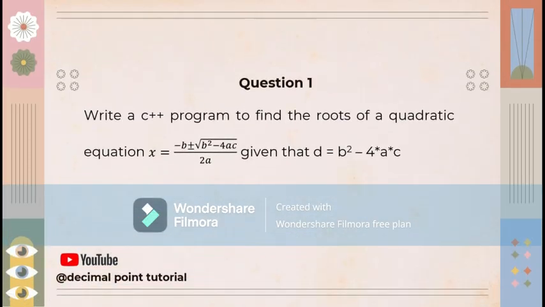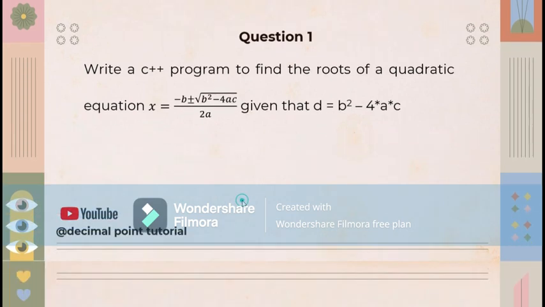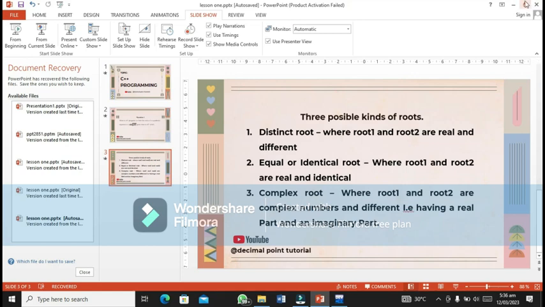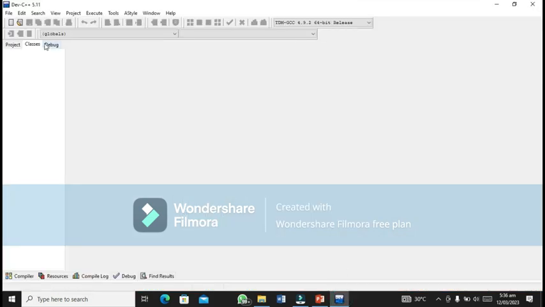Now, in order to solve this using a C++ program, I'll be using a well-known C++ IDE, which is known as Dev C++. If you don't have this IDE, you can go to the internet and download one and come back and continue from where you stopped.